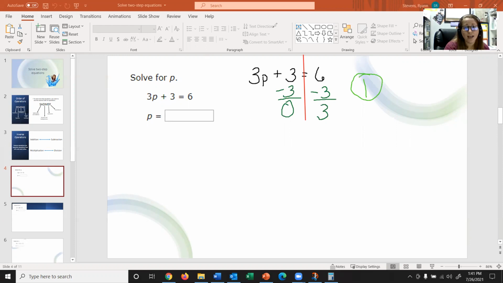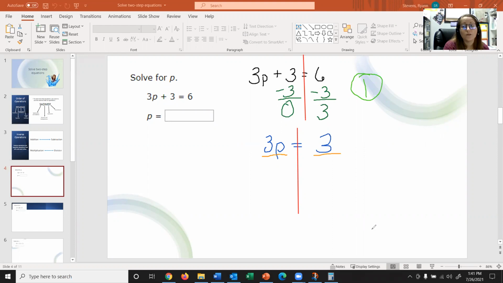The next step that we're going to have, and I'm going to go ahead and rewrite this so that we have 3P is equal to 3. And I'm going to make my equal sign line again so that we can see each side, what we have to do. Now we need to look at what is with P. So we've got a 3 as the coefficient. And we know that if we knew what P was equal to, we would be multiplying 3 times that number. So in this case, the inverse operation is going to be to divide.